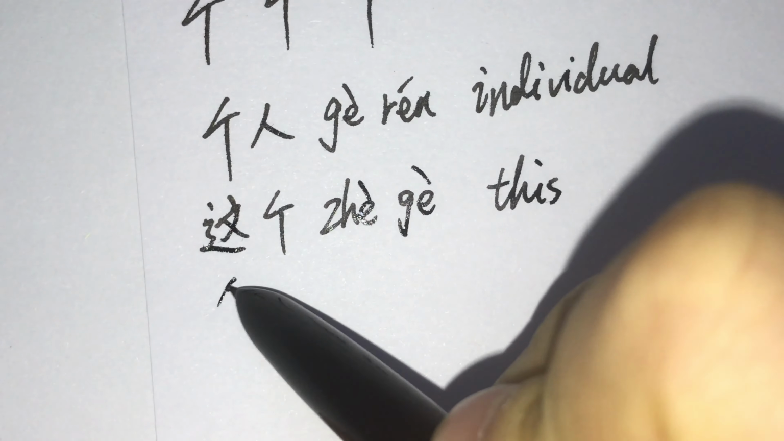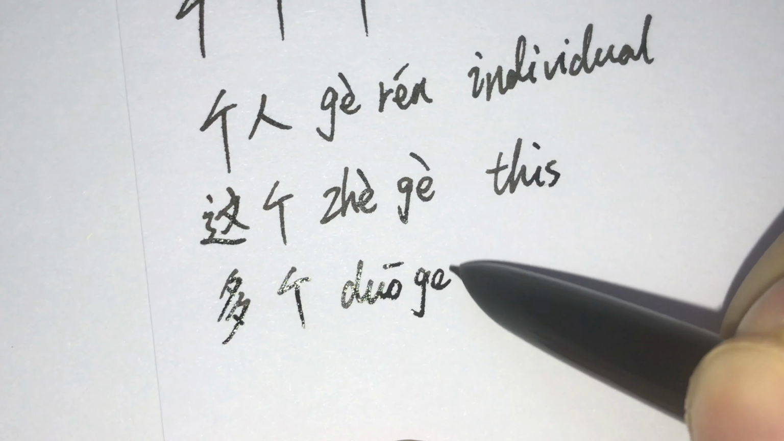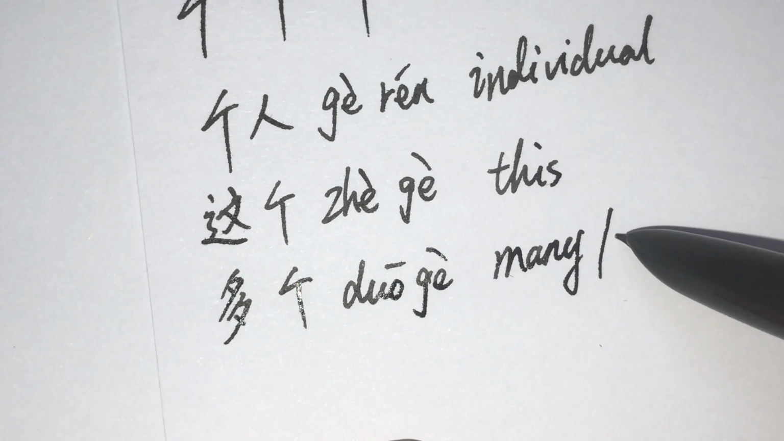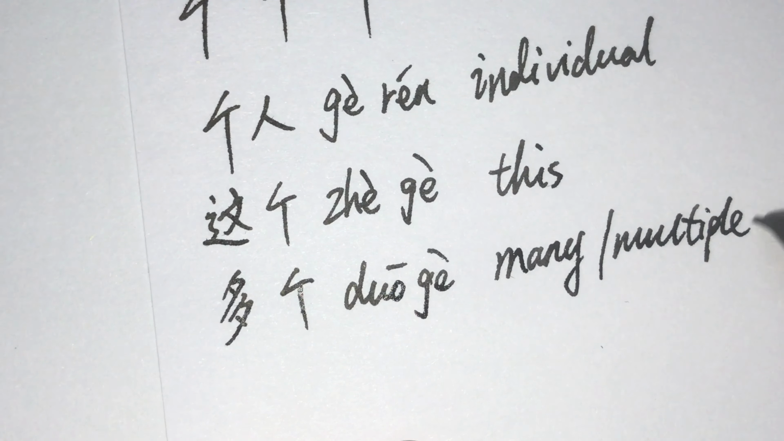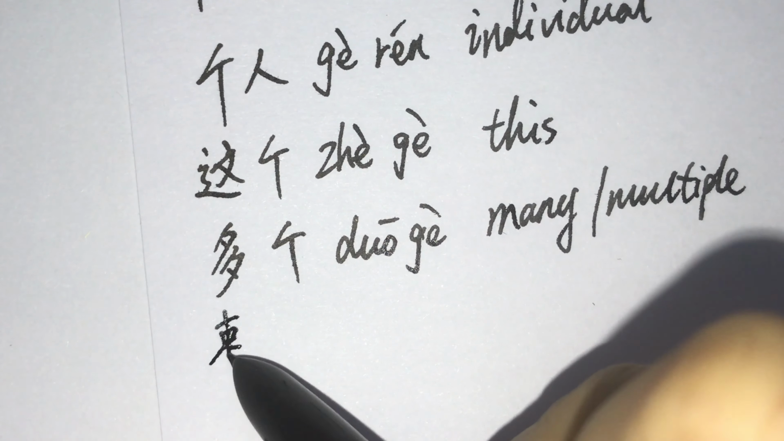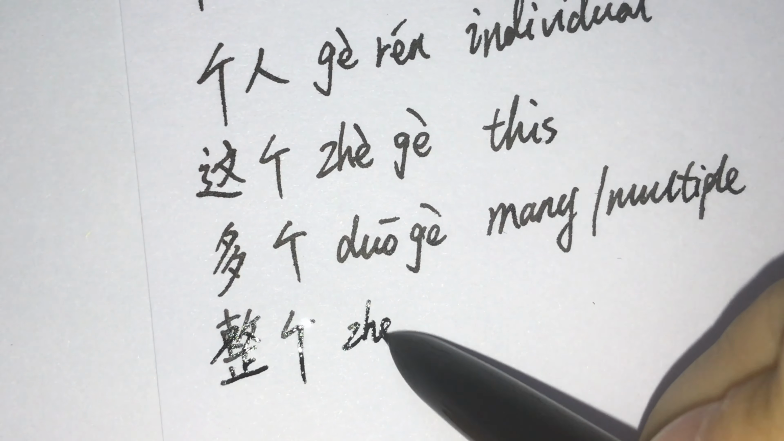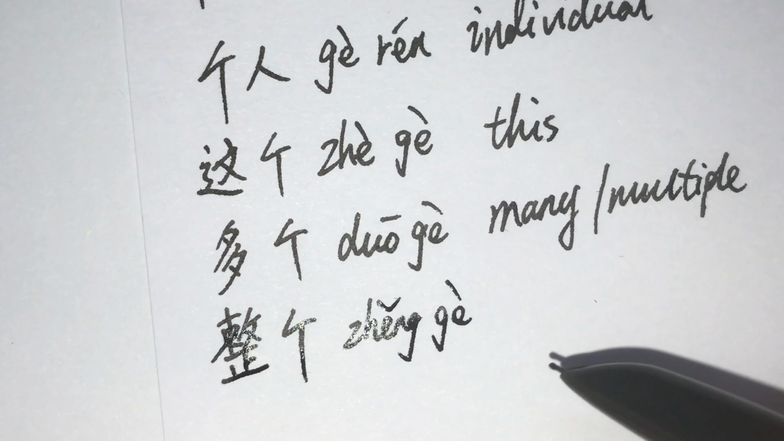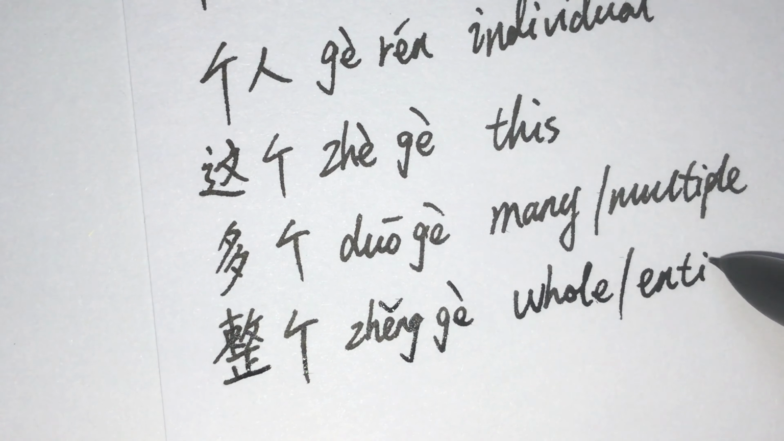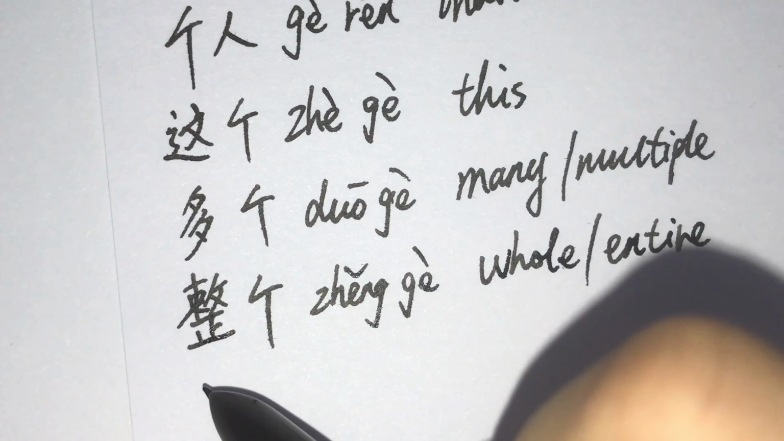多个, many, multiple. 整个, whole, entire. 整个. Next one for today, 个性.